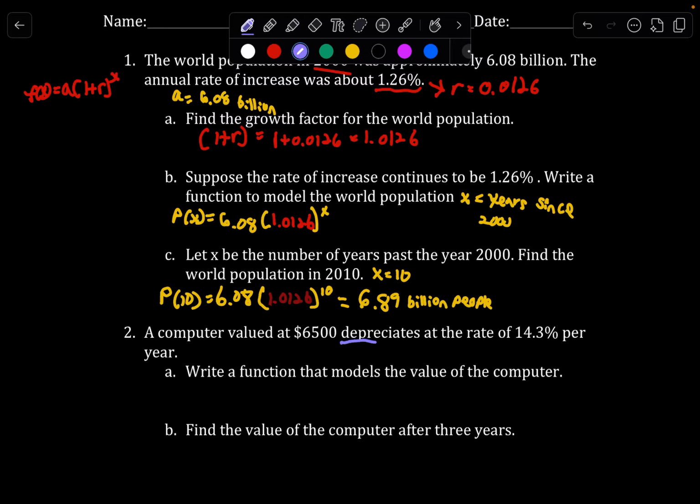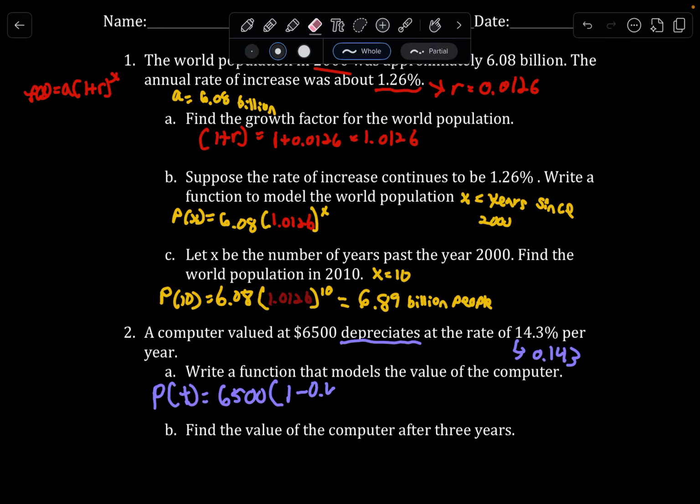So this is decreasing. So if R is at the rate of 14.3%, that's going to be 0.143 as a decimal. Write a function that models the value of the computer. So this is going to be the value of the computer, P of, I'm just going to call it T, equals the initial value, 6,500, times 1 minus 0.143. Notice it's minus because we want our base to be less than 1.